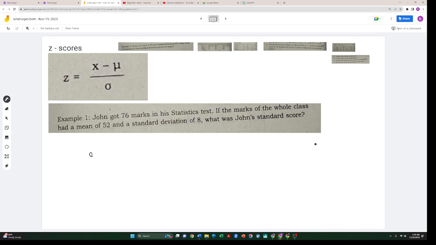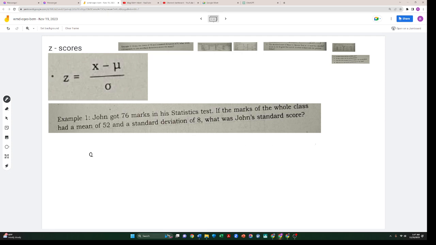Last topic we discussed how to solve the standard deviation and variance in grouped and ungrouped data. Today, in this video, we will discuss z-scores. Z-scores are also known as standard scores.